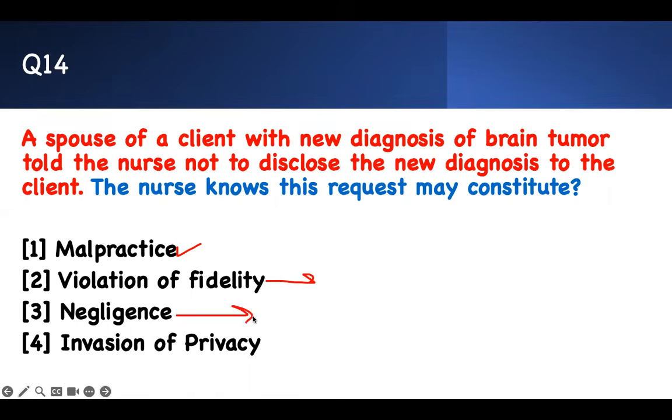Negligence, yes. If you hold back the truth, a lack of communication about patient condition to anybody, especially the healthcare team, the doctor, the patient itself, you can be charged with negligence. You are not invading their privacy. So know that if you hold the information from the client, it can be considered negligence. That's not standard of care.